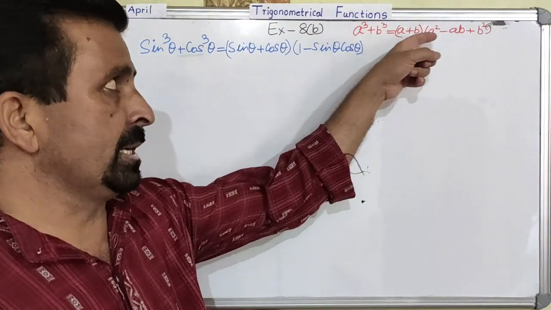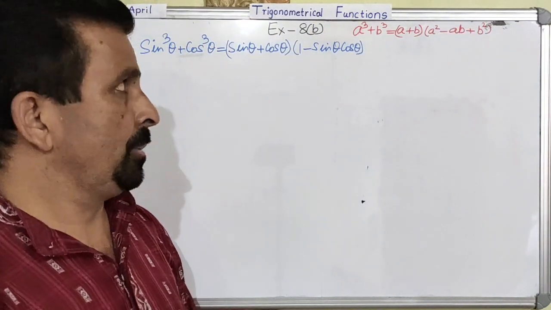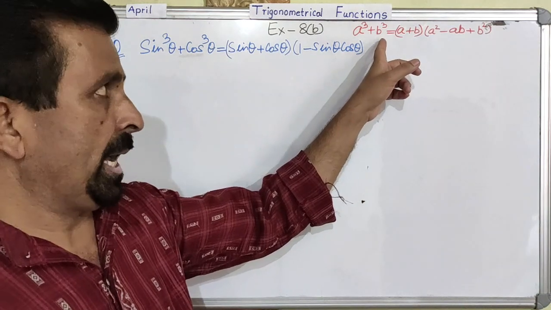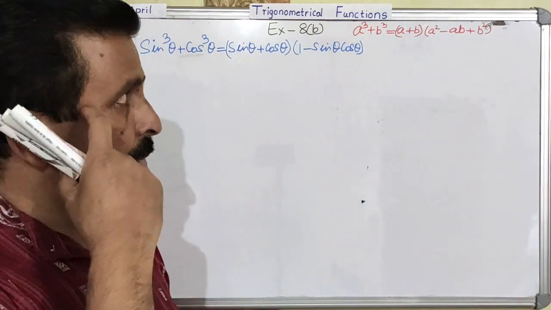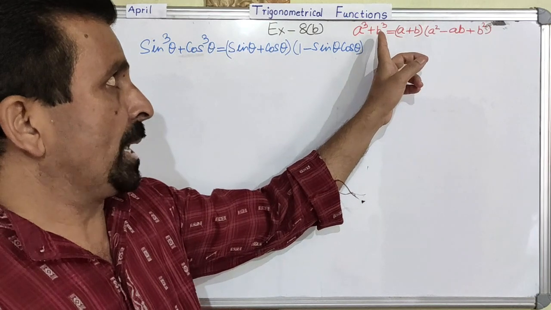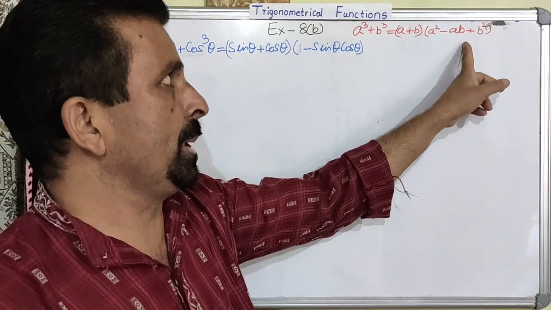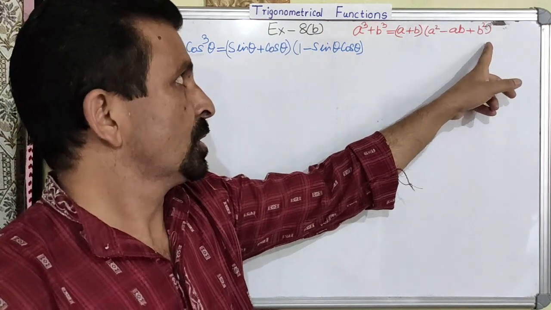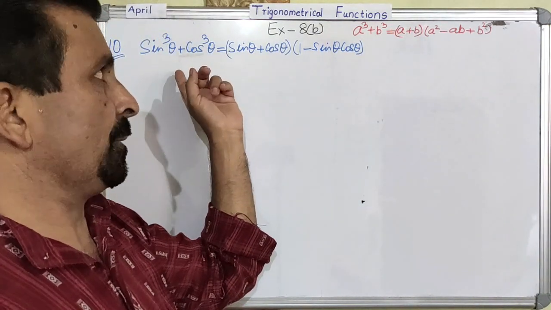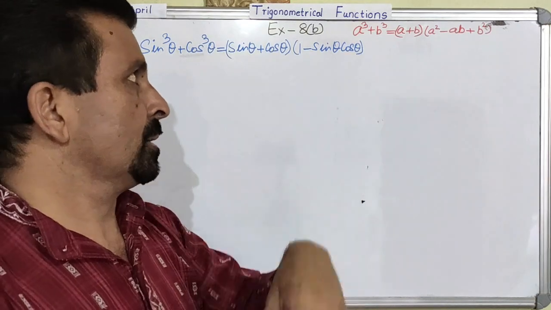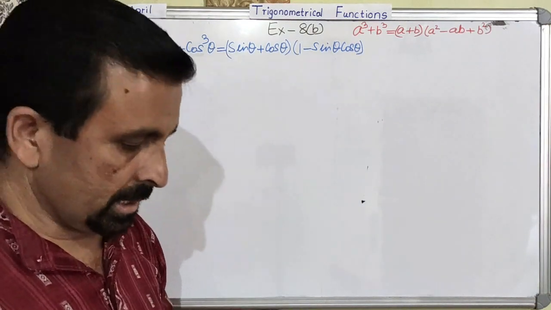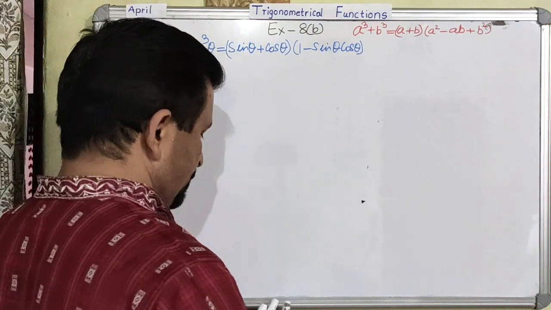The formula I have written in red color, right? You will be able to mark it, and then you can have this formula also in your formula notebook. The formula is a cube plus b cube is equal to a plus b into a square minus ab plus b square. So we can apply this formula on the left hand side, and then we can get the right hand side solution. Is it okay? So see how simple it is.